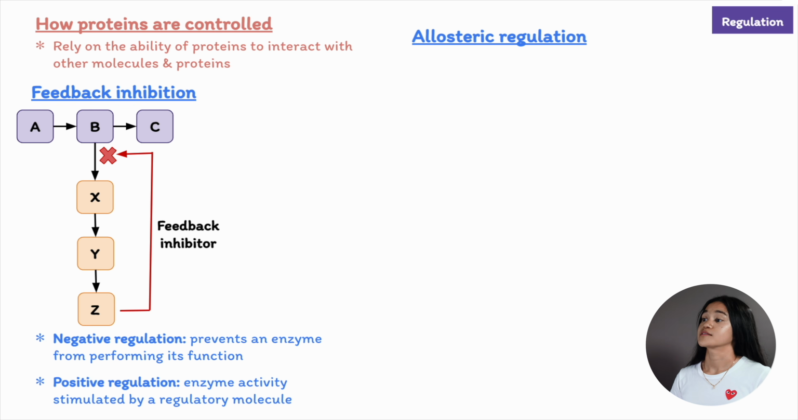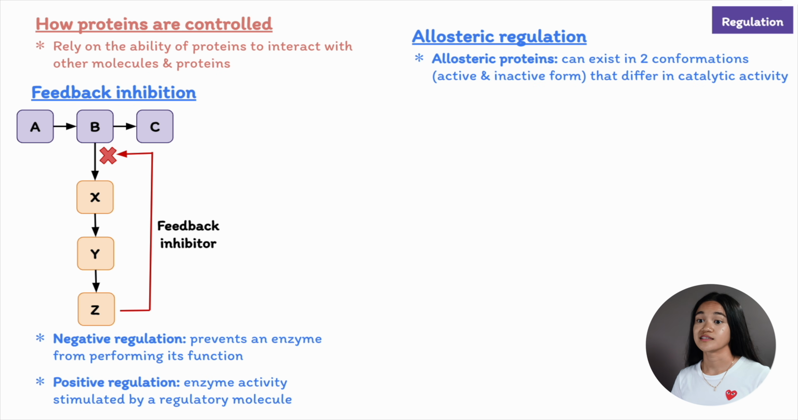Most enzymes are allosteric proteins, which means they can exist in two conformations or shapes that differ in catalytic activity. So think of it, they have two personalities, all right? And these enzymes can be turned on or off by ligands that bind to a specific regulatory site to stabilize either the active or the inactive form. So allosteric proteins have two personalities, the active form and inactive form. And ligands can bind to a specific regulatory site to stabilize either the active personality or the inactive personality.